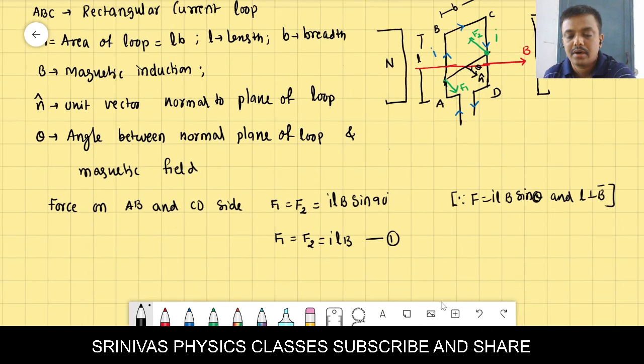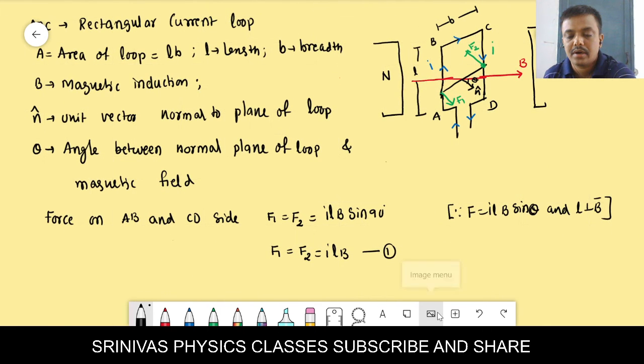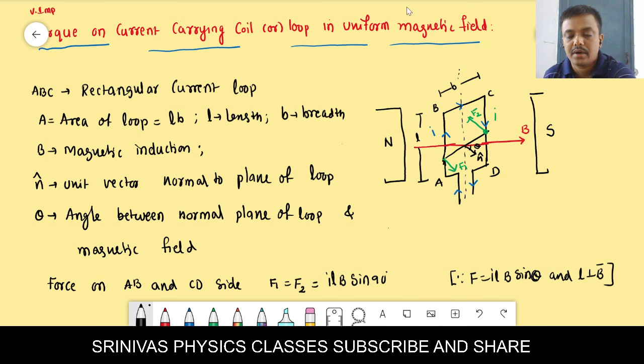You see here very carefully. There are equal and opposite forces acting. On the AB side, the downward force, downward means inward force. On the CD side, an outward force will act. Due to this, it will rotate in the anti-clockwise direction. Is it correct? That coil will rotate. In which direction will it rotate? It will rotate in the anti-clockwise direction like this, because CD goes up and AB goes in. That's why it will rotate.